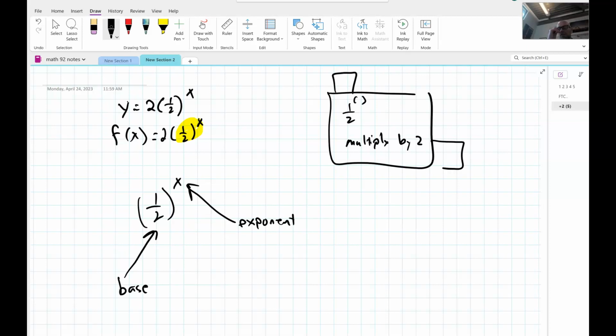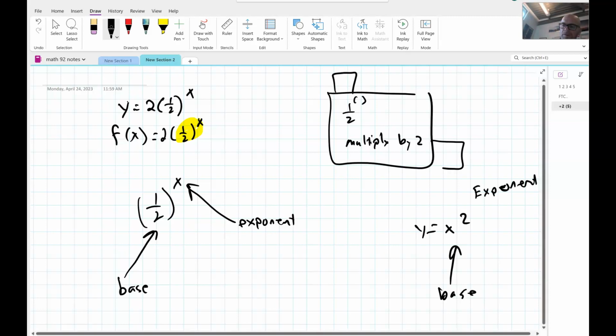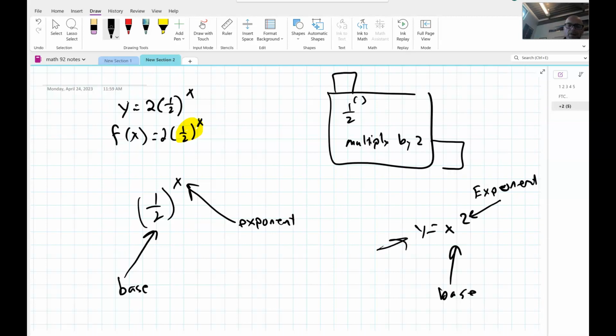We did power functions before, like y equals x squared. In this one, the base is a variable, and the exponent is a number. So remember, we did parabolas. When we graphed these things over here, they were parabolas, and we just graphed some of these guys in class today. So they behave very differently.